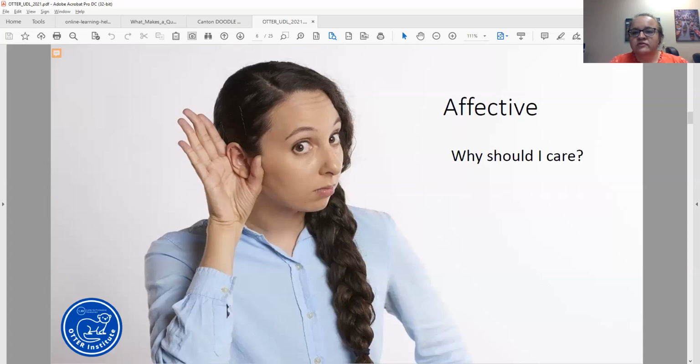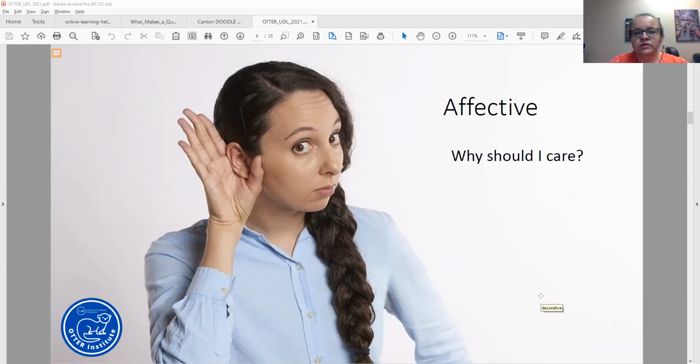So with your affective brain networks, your student is answering the question, why should I even care? So this is your part that affects motivation for your students, and also not only motivation, but also continuous effort. Motivation is something that can be attention at the beginning, but motivation is also what sustains your students throughout. So the sustained effort is something that is very important to consider as well.